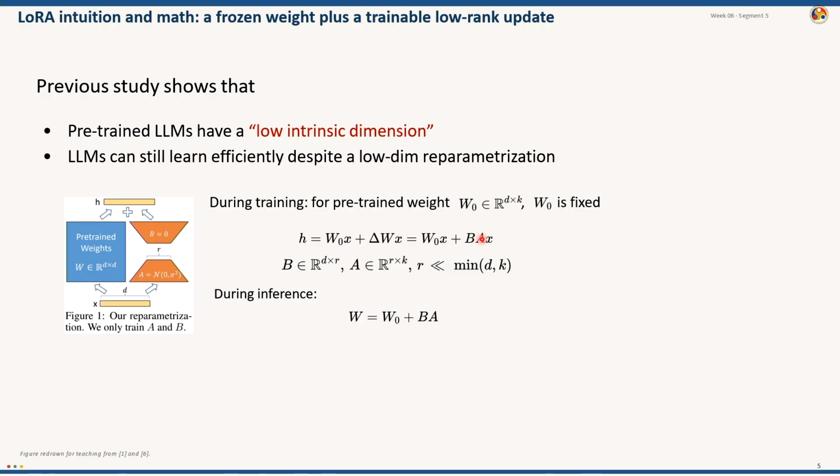B and A are the low-rank or decomposed matrices of this W0. So what is a rank? If you go back to the basics of linear algebra, you will be able to answer that: it is basically the number of linearly independent rows or columns, let's say columns.